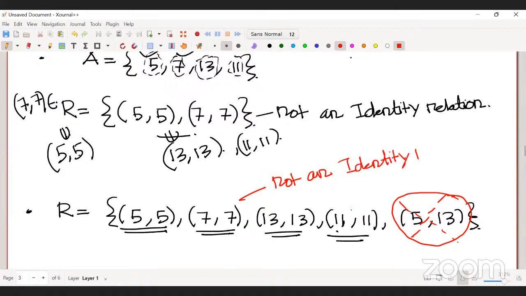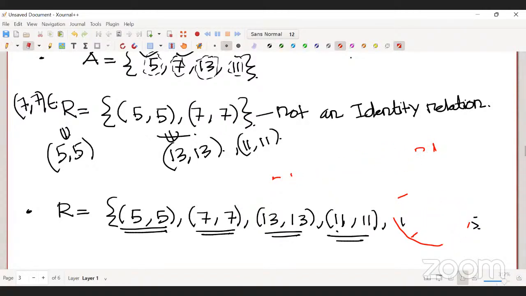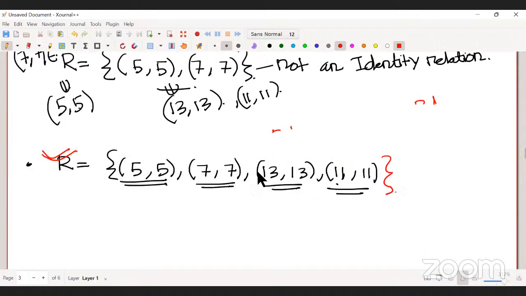identity relation. Okay. What if I remove this one? Whether this is an identity relation now? Yes, sir. Because this set precisely contains all the diagonal elements. So now this is an identity relation.